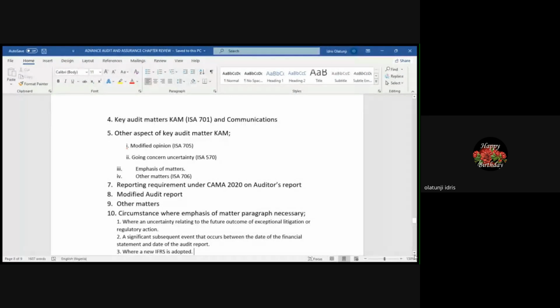I will say it again. According to ISA 705, key audit matter is not a substitute for expressing a modified opinion. Any matter that requires a modified opinion shall be explained in the basis for modification paragraph rather than key audit matter. So let's proceed. Then going concern uncertainty.